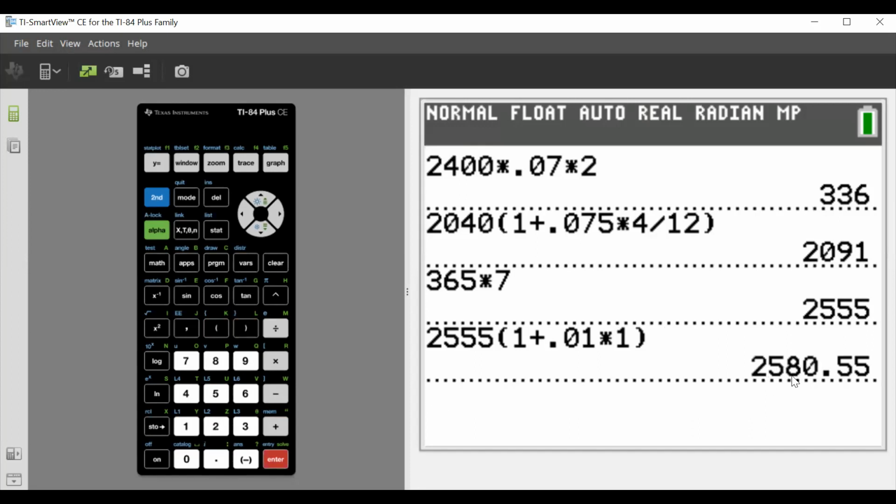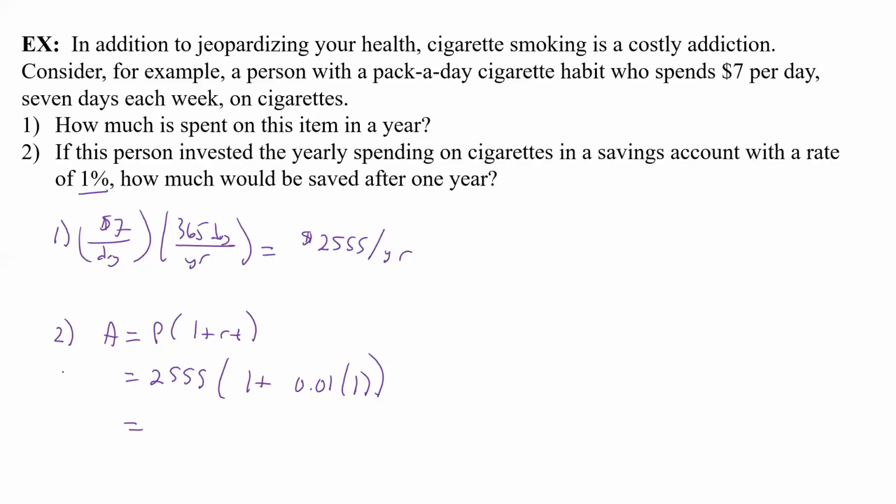And so $2,580.55. So that was $2,580.55. So they would actually end up with more money if they had put it into savings instead of spending it on cigarettes. So that's kind of how much it is. It's not a lot because, well, A, we have a very low interest rate. So maybe if that was a 7%, that would be a bigger number.